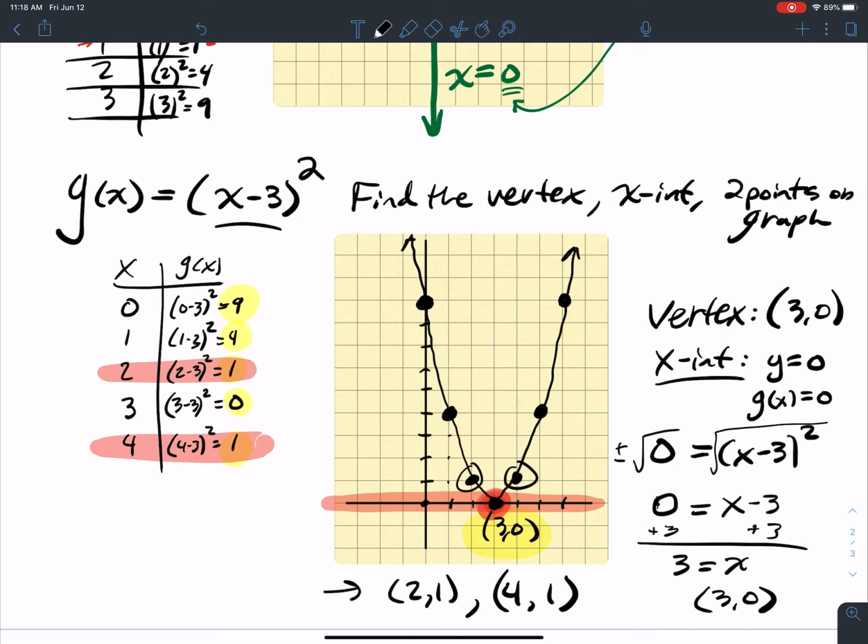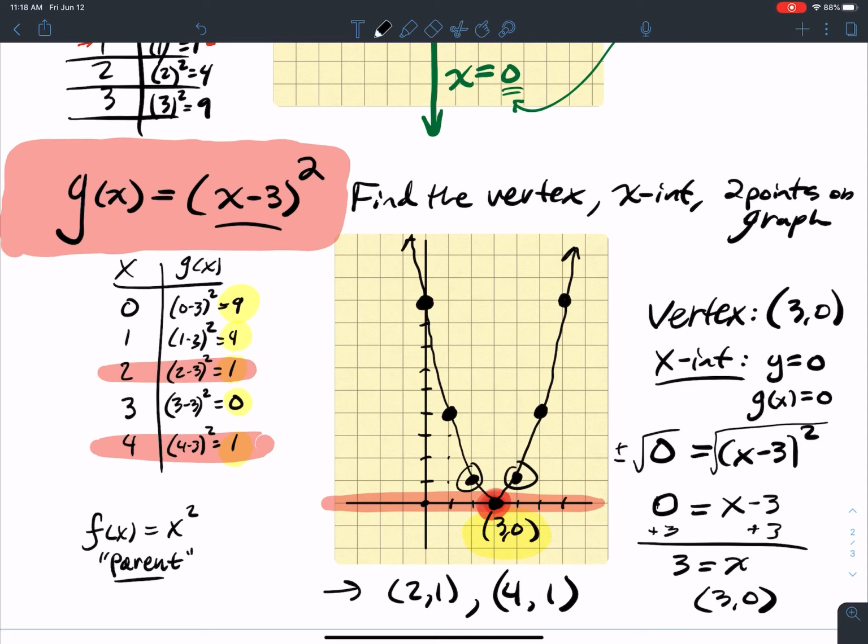One thing that could have saved you a whole lot of time is understanding transformations. If I look at this graph right here, what's happening with this graph? Well, we're getting shifted the quadratic, the f of x, the parent function. This is the parent. The parent function looked like this. It was x squared, kind of like this.